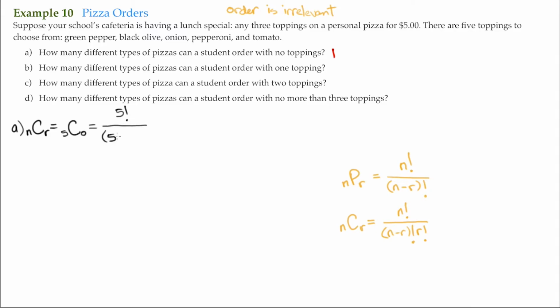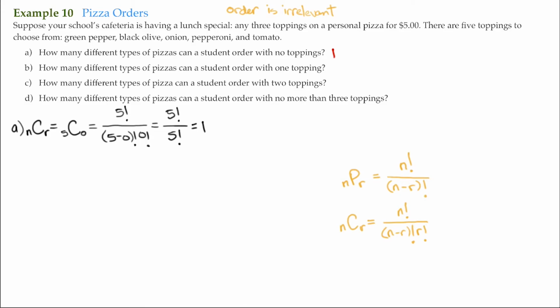5 minus 0 factorial times 0 factorial. And don't forget that 0 factorial is equal to 1. So this is 5 factorial. 5 minus 0 factorial is 5 factorial. 5 factorial over 5 factorial is 1. Anything over itself is 1. And of course, we figured that out logically. So we confirmed our logic.